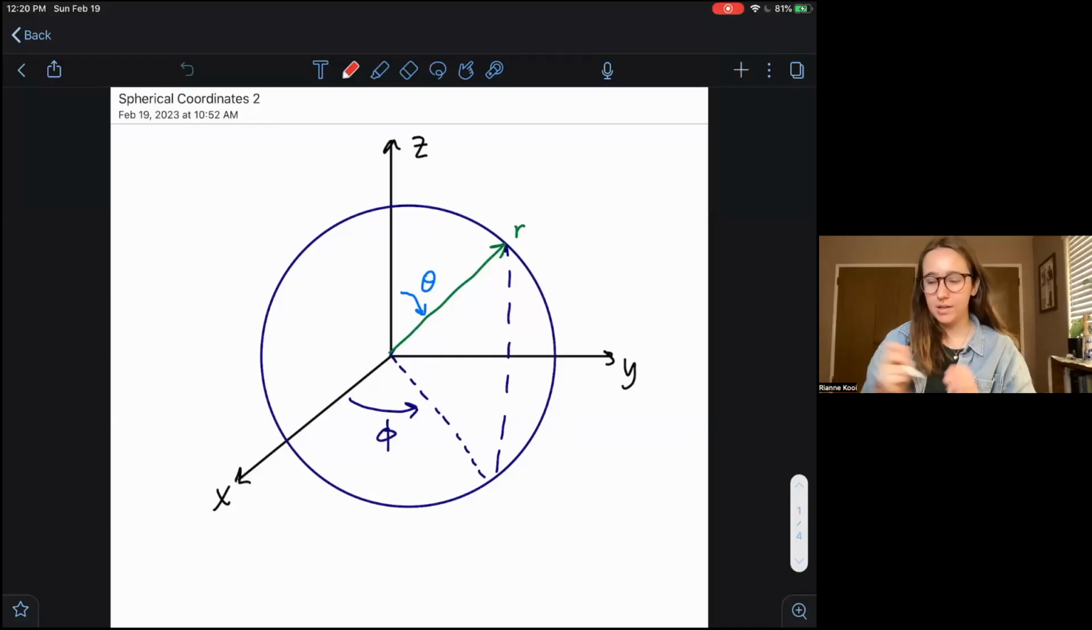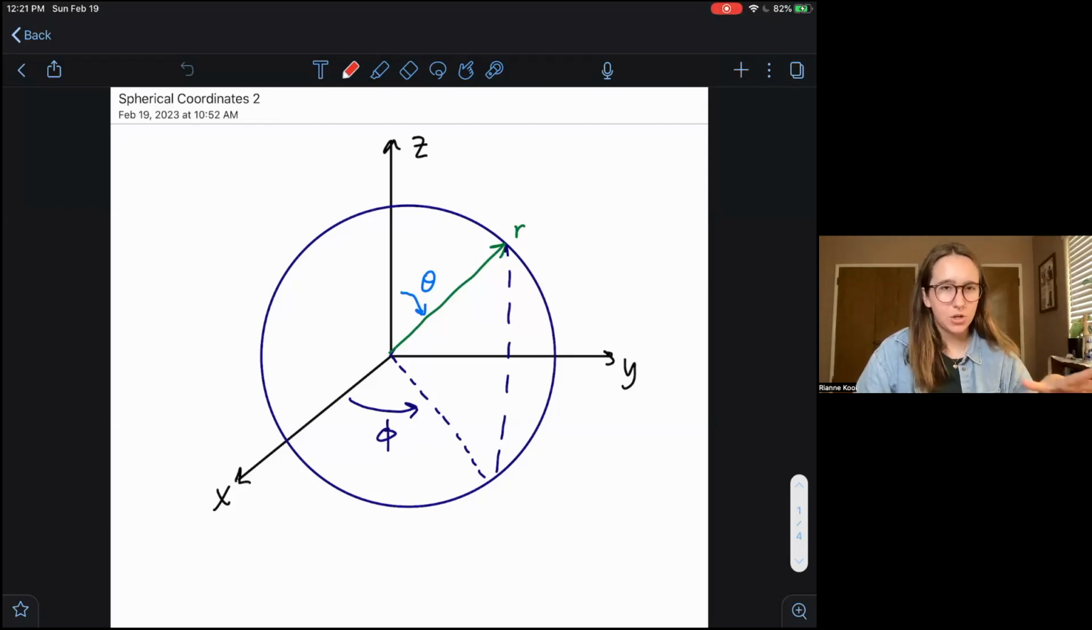Hi, welcome back. Our next topics for videos today are going to be finding the surface area of a sphere using spherical coordinates and also finding the volume using spherical coordinates. So I drew up a diagram right here that goes back to what I talked about in the last video, which was how we define our variables.